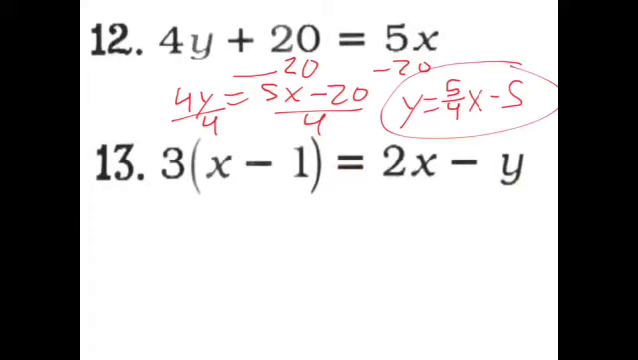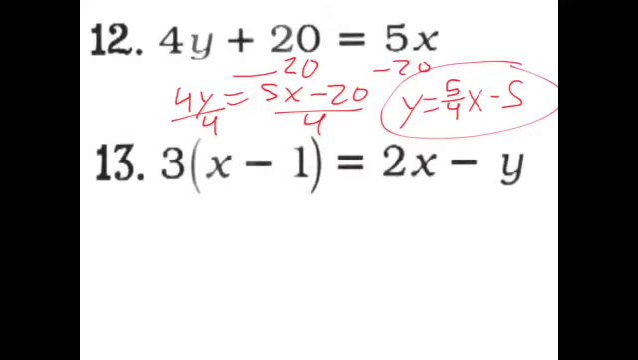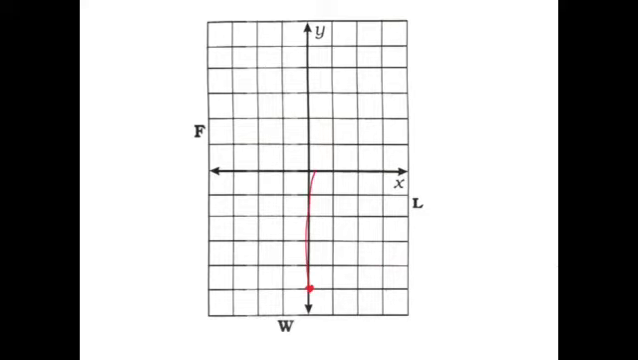Let's graph that right now while we're at it. That has a y-intercept of negative 5. That's the number not with x. So I'm going to go down to negative 5 and put a point there. It has a slope of 5/4, so that's a rise of 5, a run of 4. And that's going to give me a new point. Once you have the points, you can draw your line.